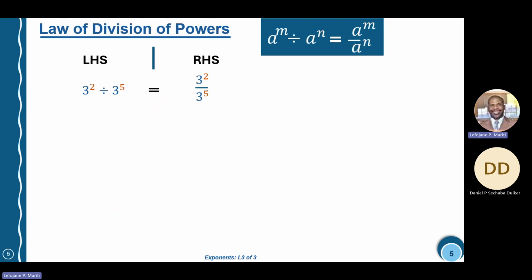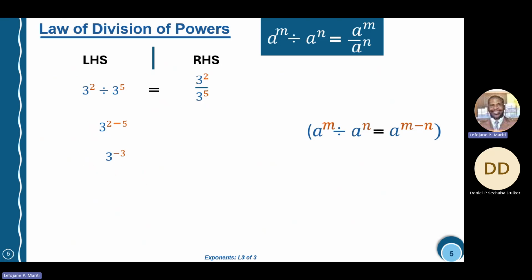Now, we're going to focus first on the left-hand side. Applying the rule, it will be retaining the base 3, and then it's 2 minus 5, which in turn will give us 3 to the power negative 3. It's because we are applying this rule: a to the power m divided by a to the power n will always be equal to a to the power m minus n. In this instance, it is 2 minus 5, which gives us minus 3. So the answer on the left-hand side is 3 to the power negative 3.